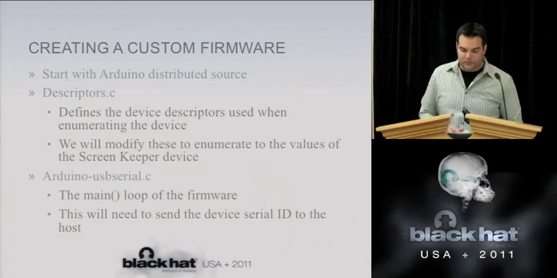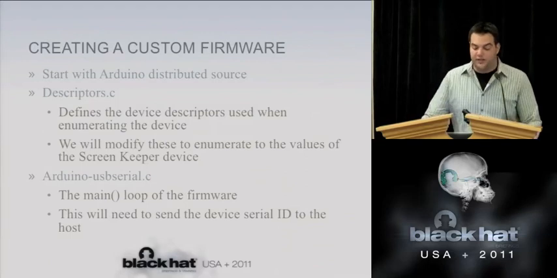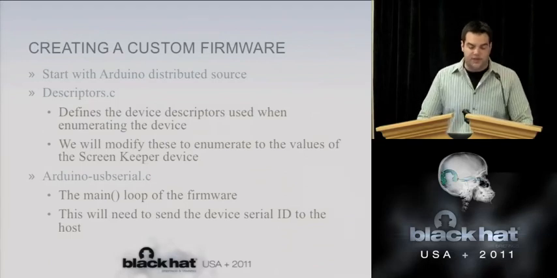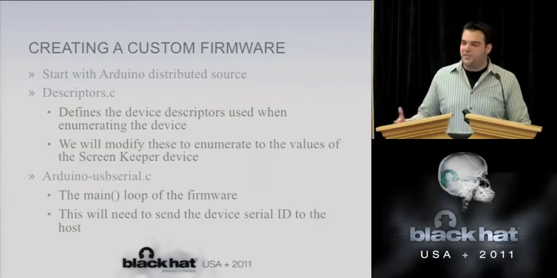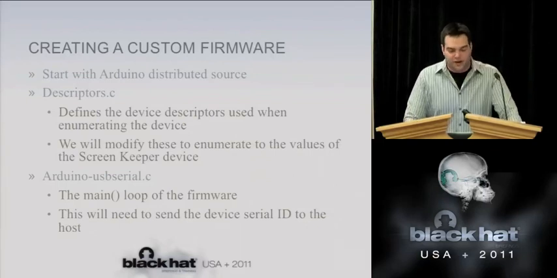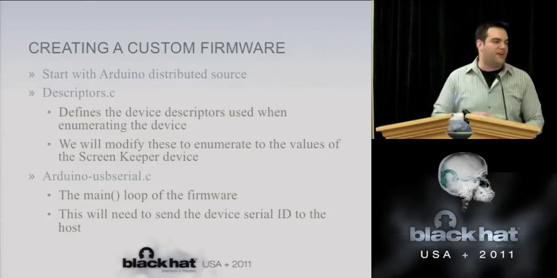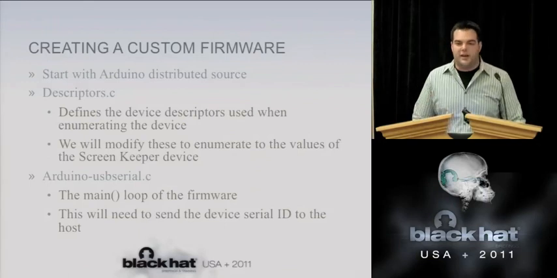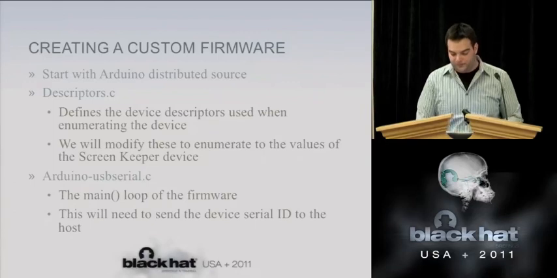And then the second file is, and it varies for the different projects, but the Arduino USB serial.c is basically kind of your main loop of the firmware. And actually there is a main function that has a loop in it. So it is honestly your main loop of the firmware. And this is really where we're going to want to modify to go about and send that data packet, that HID report, with the serial ID that we took off of the host.